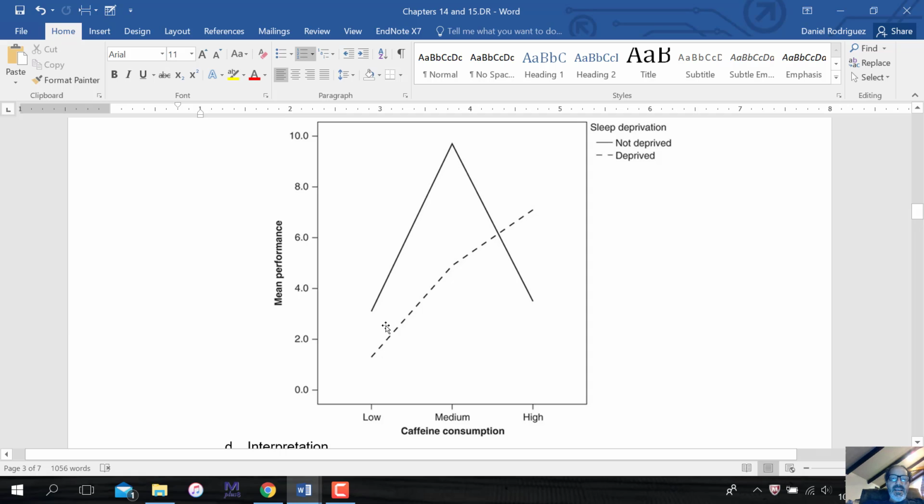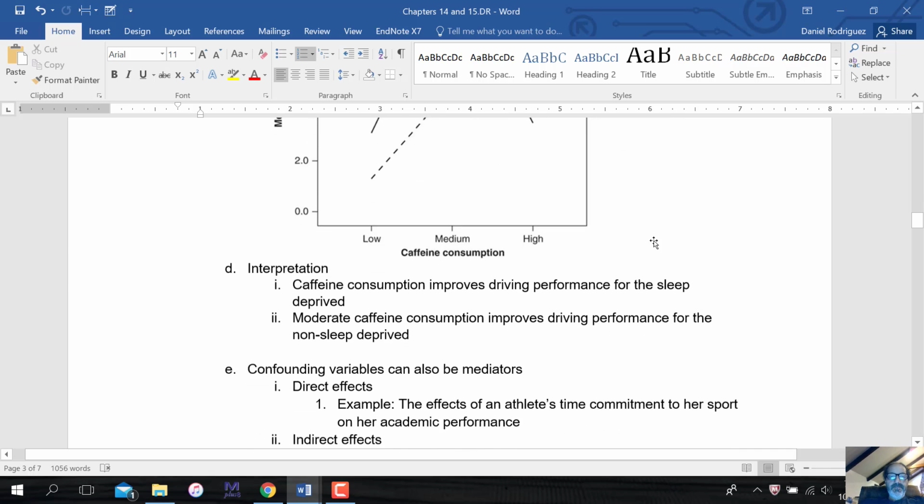So we're looking at this, and what this figure tells us is that among those who are not sleep deprived, a medium level of caffeine consumption is best. However, among those who are sleep deprived, it seems like a high level of consumption is best. Although you'll notice that there's a difference in the slopes. It's losing a little bit of its effect, but it's still pretty good. So this is an example where sleep deprivation moderated the effect of caffeine consumption on driving performance.